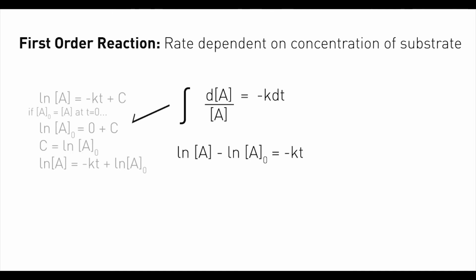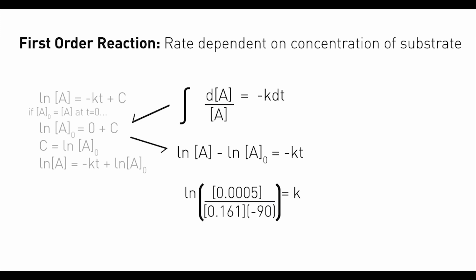This gives us ln of the final concentration of A minus ln of the initial concentration of A equals negative kt. It can also be written as ln of the quantity final concentration of A over the initial concentration of A equals negative kt. Dividing both sides by negative t allows us to isolate the rate constant k.